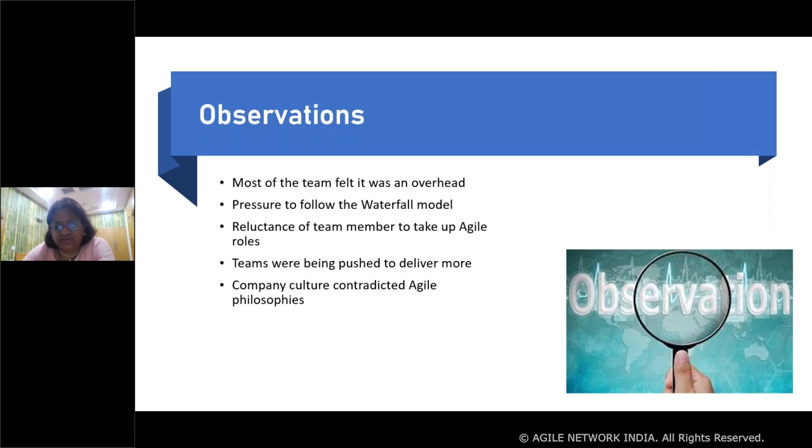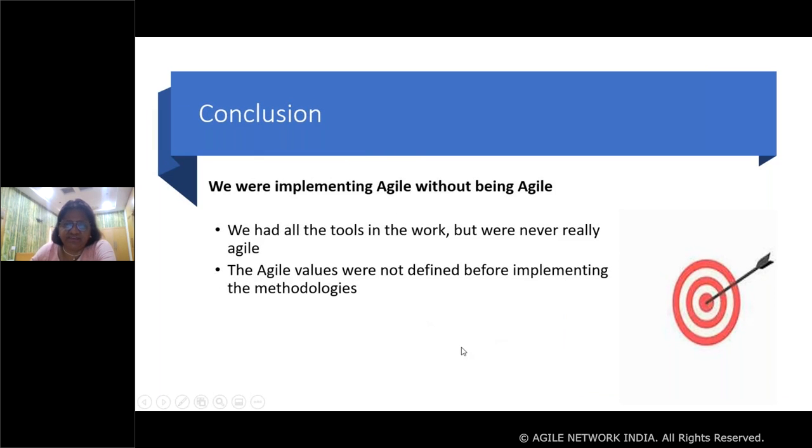Overall, the company culture contradicted what the agile philosophy is. So we had to work on making the entire company agile. So let's see what we did next. Yes, this is the conclusion that we came to. We had started using all the agile tools, but we were never really agile.